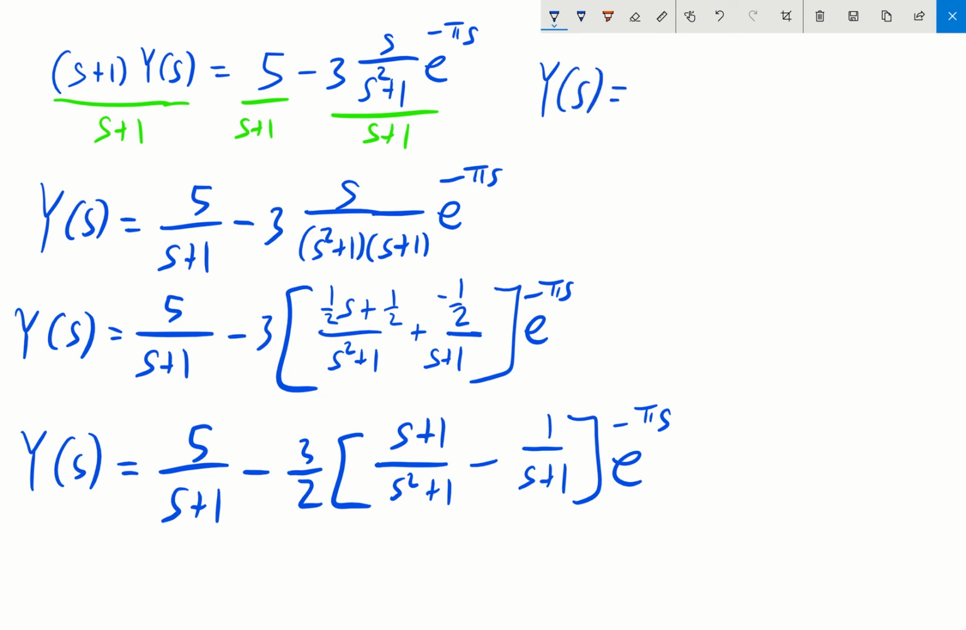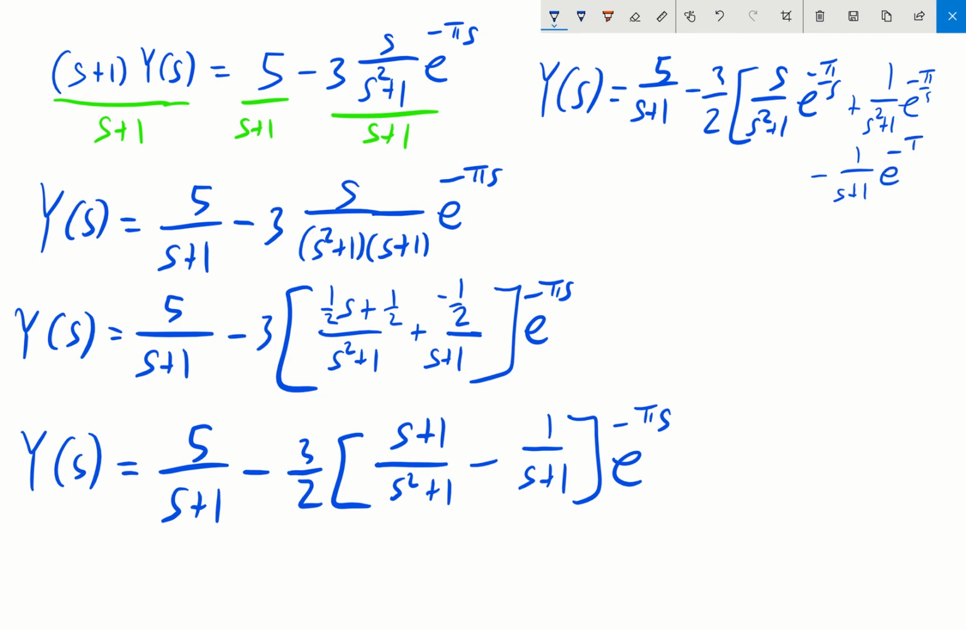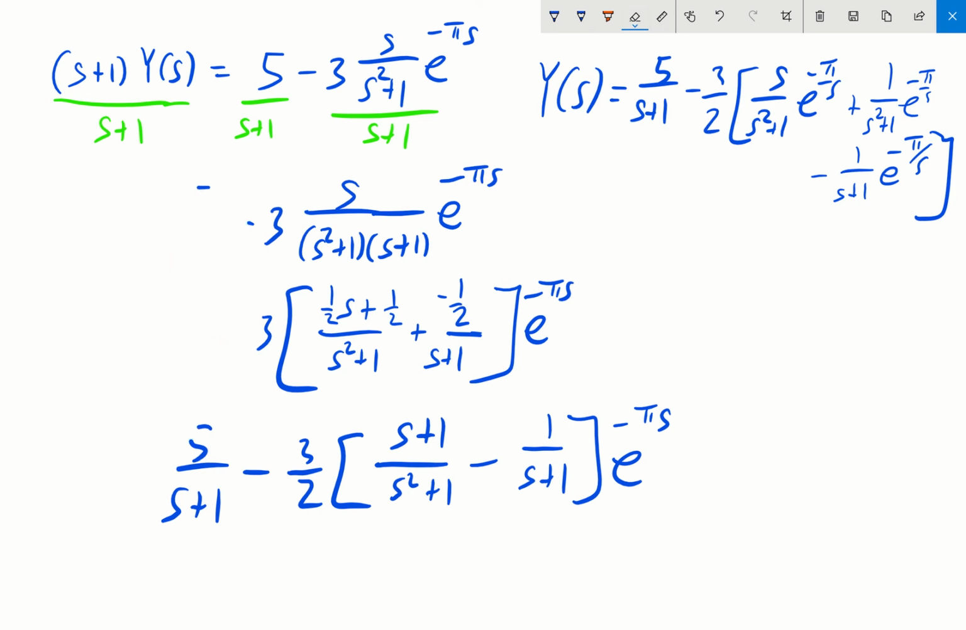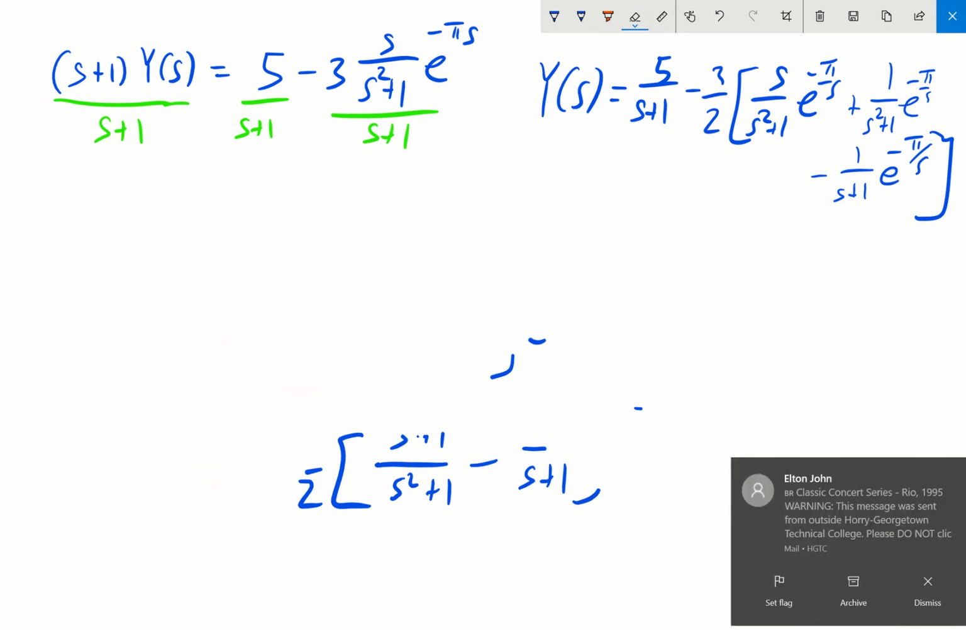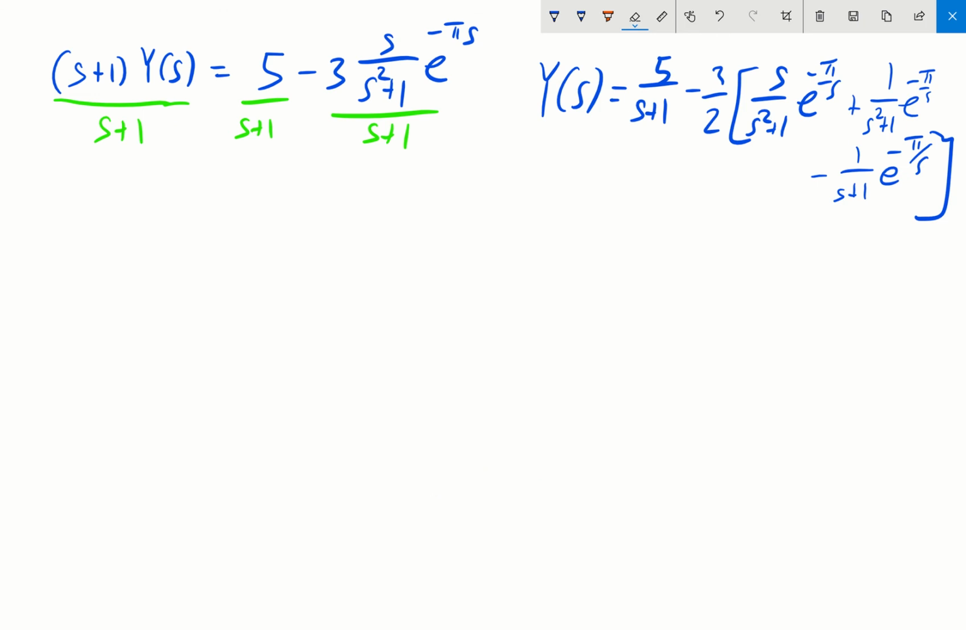So y of s is equal to, we have, that's 5 over s plus 1 minus 3/2 s over s squared plus 1 e to the negative pi s plus 1 over s squared plus 1 e to the negative pi s minus 1 over s plus 1 e to the negative pi s. And now we're ready to go ahead and find our answer. So we have y of s. It's broken down into a very nice format.